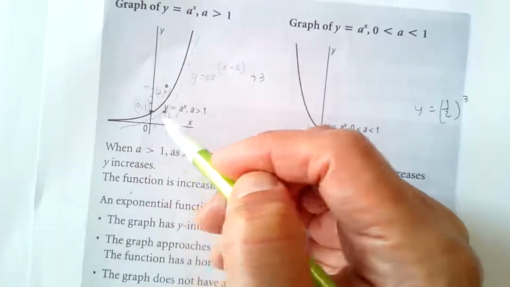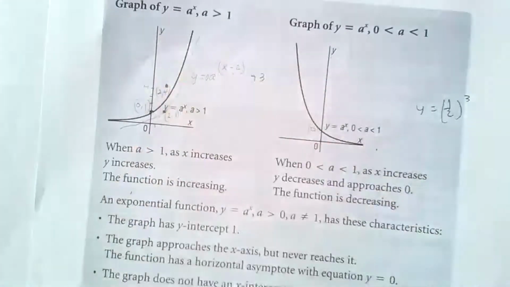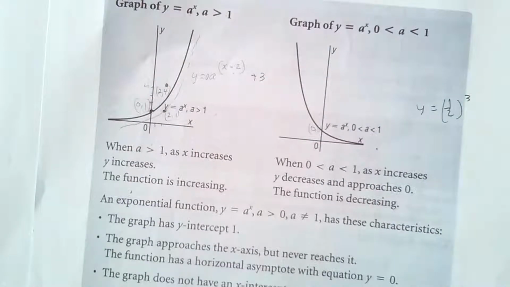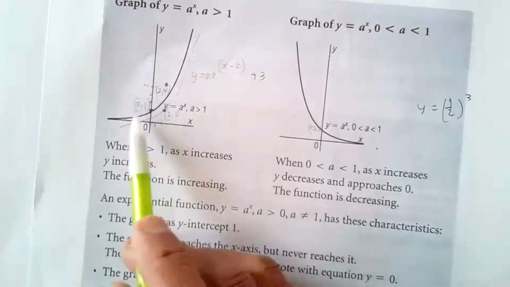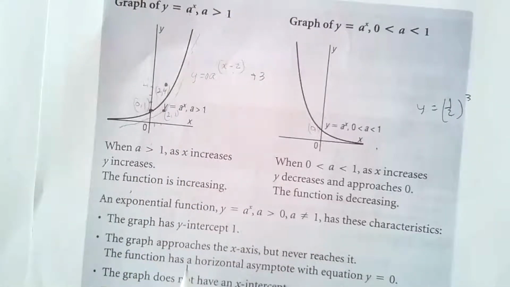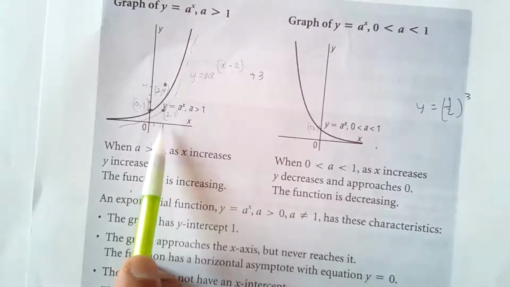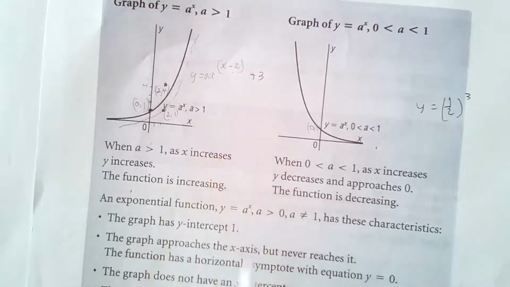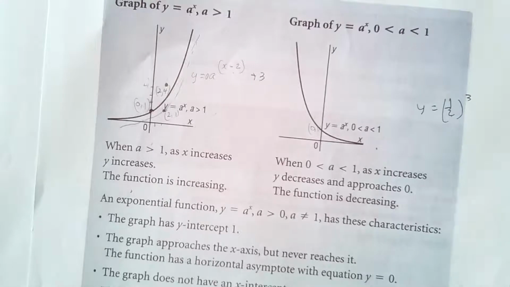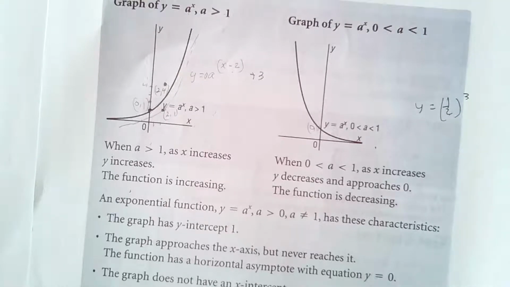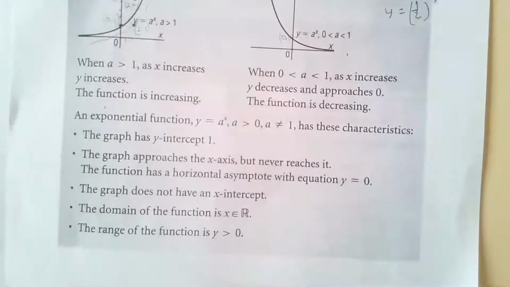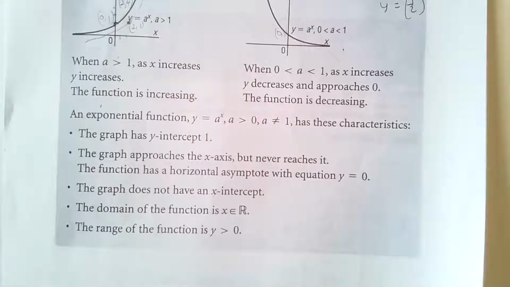The asymptote, if there's no transformation, no horizontal or vertical shift or compression, then this graph is increasing, and the asymptote will be y equals 0. Your y-intercept will be 1, the domain would be all of the real numbers, and the range would be greater than or equal to 0. Sorry, greater than 0.